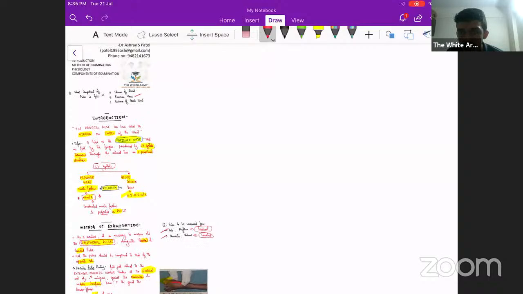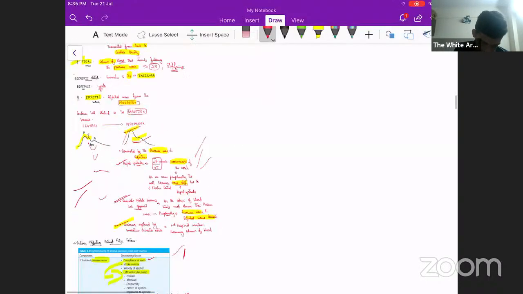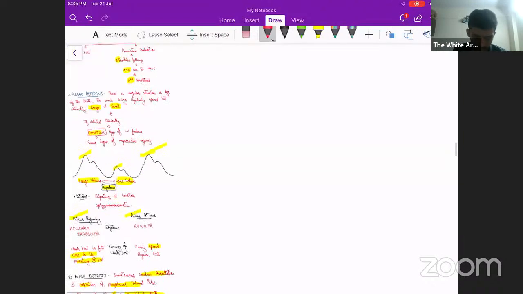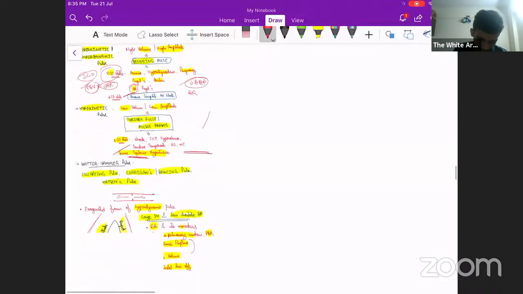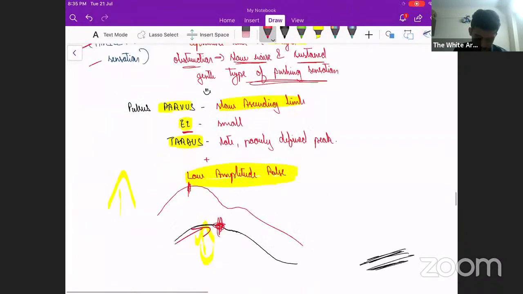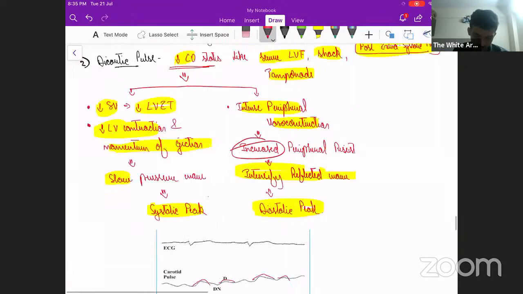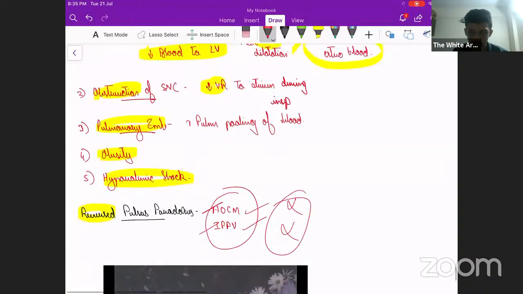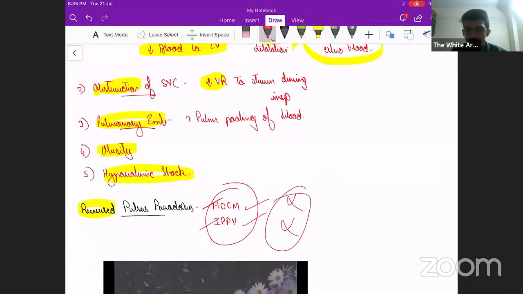Shreya, what's the paradox? Reverse pulsus paradox. Do you want full pulsus paradoxus or the last one? The last one is nothing but where you see reverse pulsus paradox. Usually systolic blood pressure decreases during inspiration, but over there systolic blood pressure will increase during inspiration. That is seen in HOCM and IPPV.